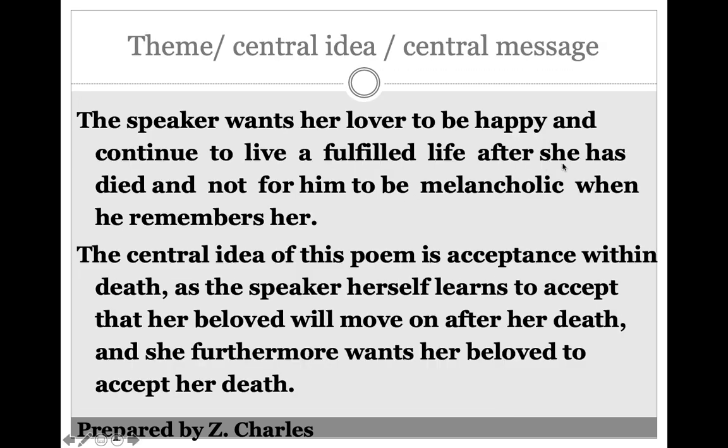Theme, central idea, and central message. The speaker wants her lover to be happy and continue to live a fulfilled life after she has died, and not for him to be melancholic when he remembers her. The central idea of this poem is acceptance within death, as the speaker herself learns to accept that her beloved will move on after her death, and she furthermore wants her beloved to accept her death as well.